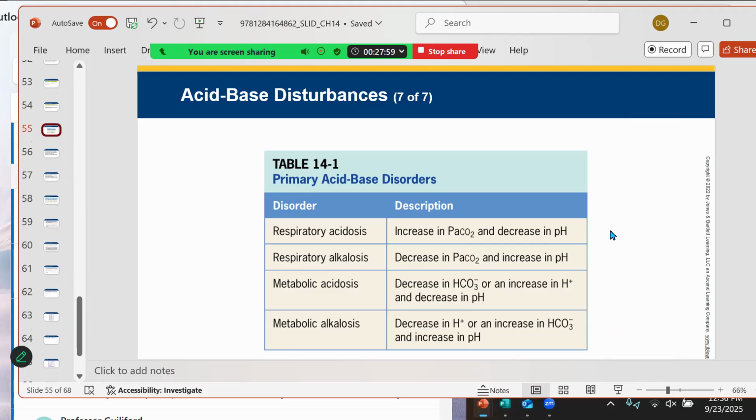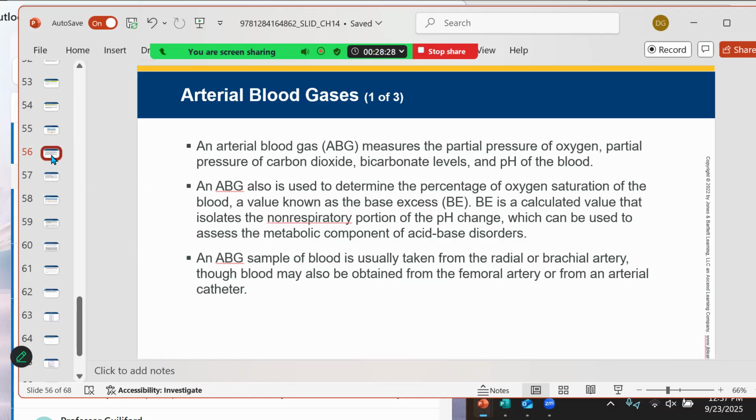That's a little description of the primary acid-base disorders: respiratory acidosis, increased CO2, decreased pH; respiratory alkalosis, decreased CO2, increased pH; metabolic acidosis, decreased bicarb or an increase in hydrogen ions and decrease in pH. And then metabolic alkalosis, just the opposite: decrease in hydrogen ions, increase in bicarb, increase in pH. Good little summary there.